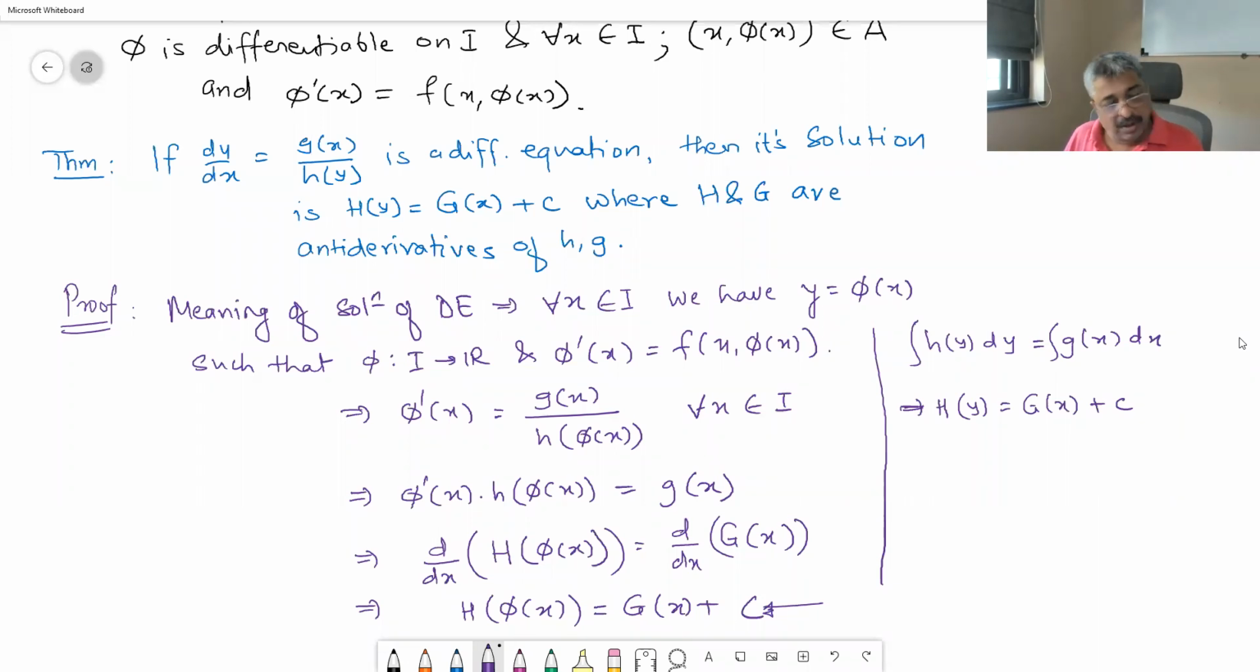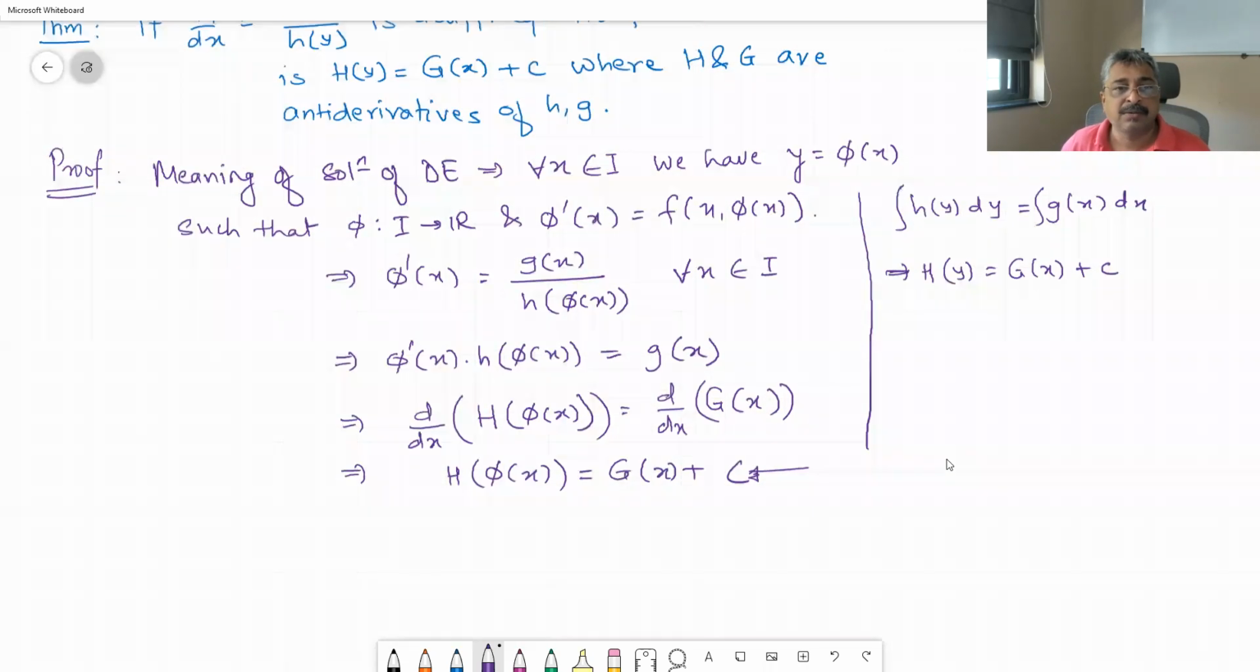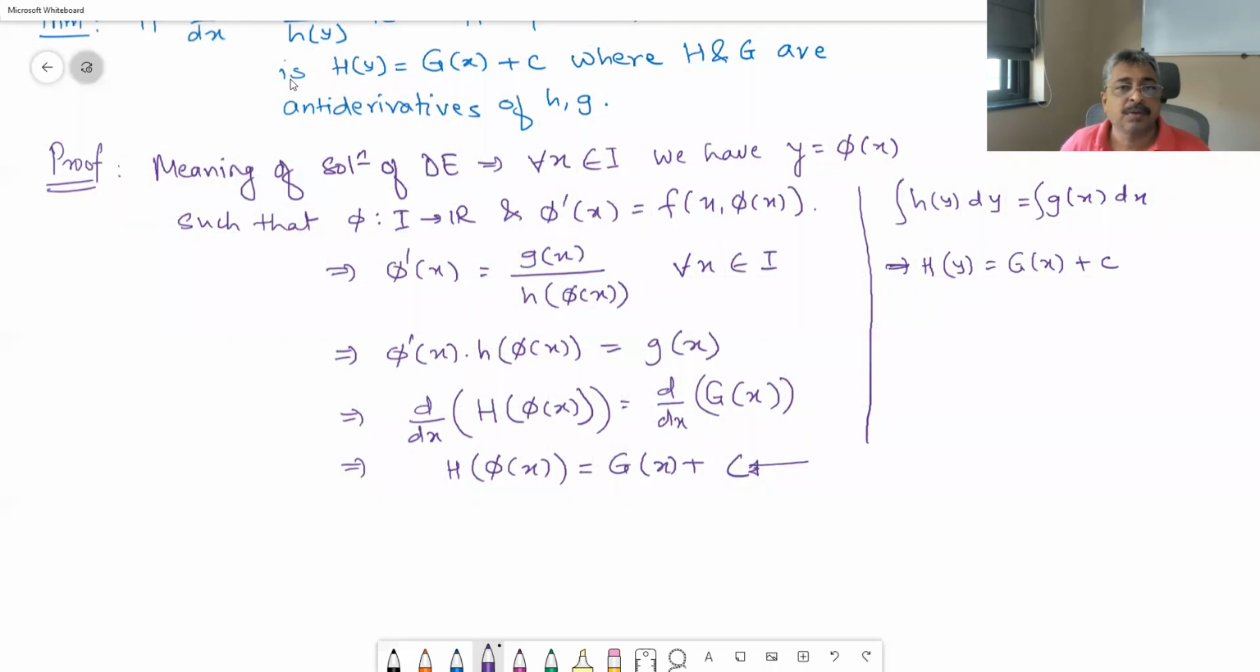Okay, now I'm not interested in conducting the discussion about the degree and order, which you should solve a few problems on and get to know. Now, having learned the proof of the variable separable method, let us try to solve some problems.